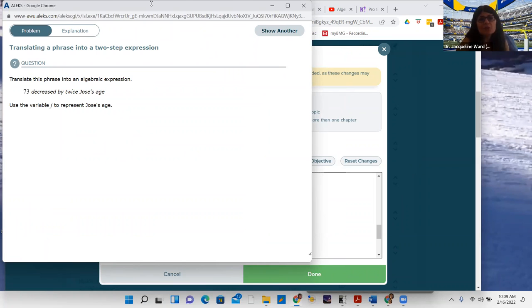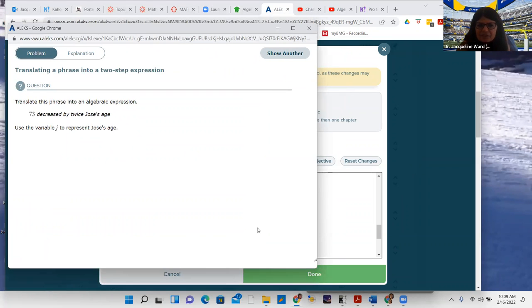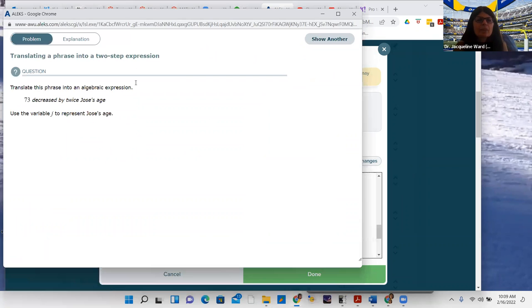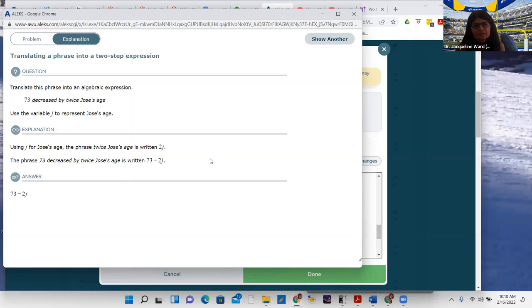All right. And then two steps, stretch this out this way. 73, and then decreased by twice Jose's age. And they want you to use the variable J to represent Jose's age. So decreased by, you start with 73, and then you're gonna subtract 2j, okay? Some number and it's decreased by something. That means you're subtracting something.